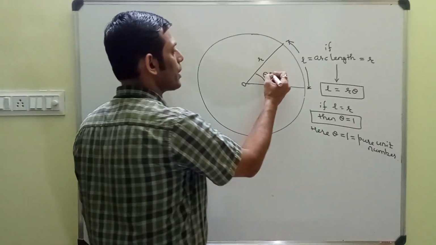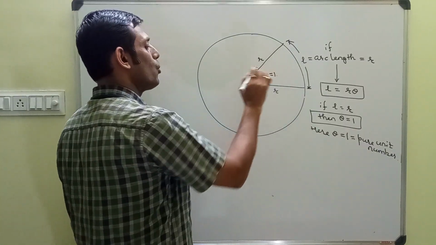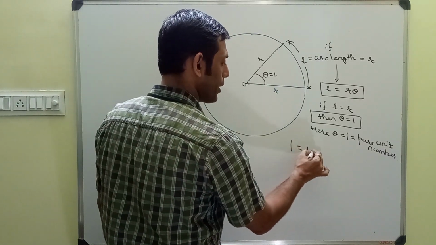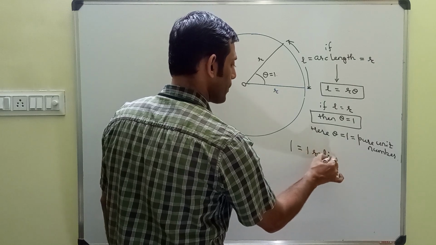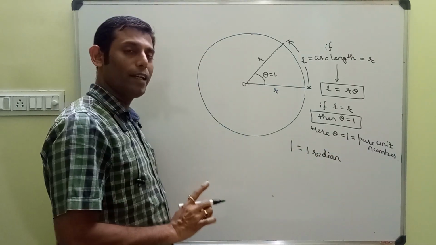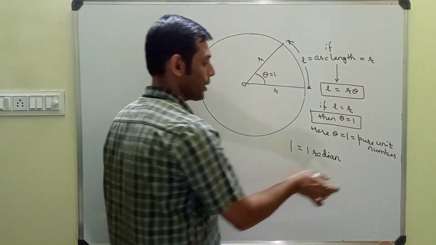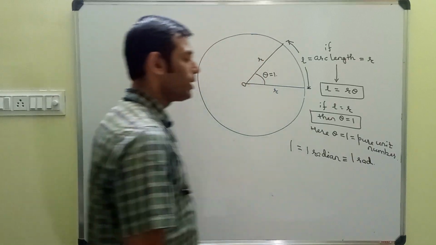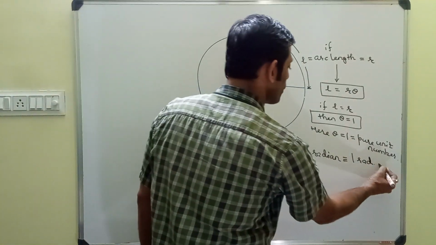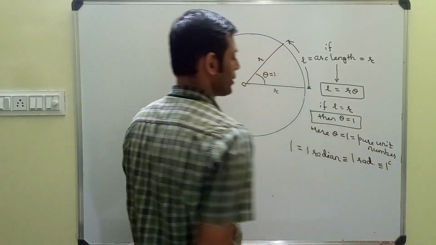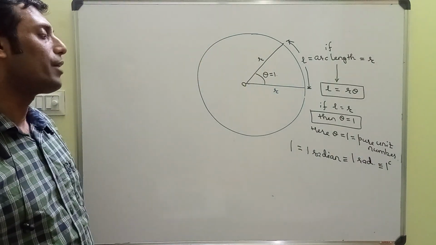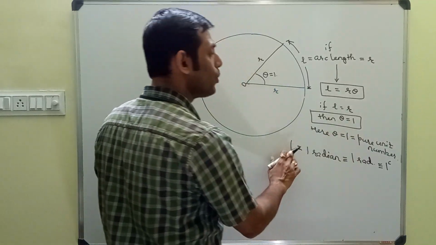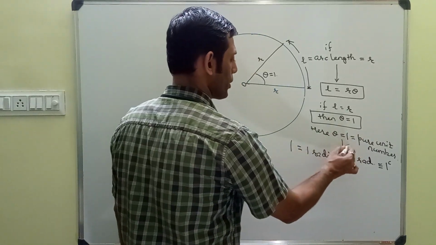Now that means if theta is equal to 1, this I can call 1 radian. That means 1 radian is exactly equal to 1 as a pure number. Or we can also, in short, write this as 1 rad. We can also denote this by a C at the top. 1 C means 1 radian. This is all equal to a pure number.